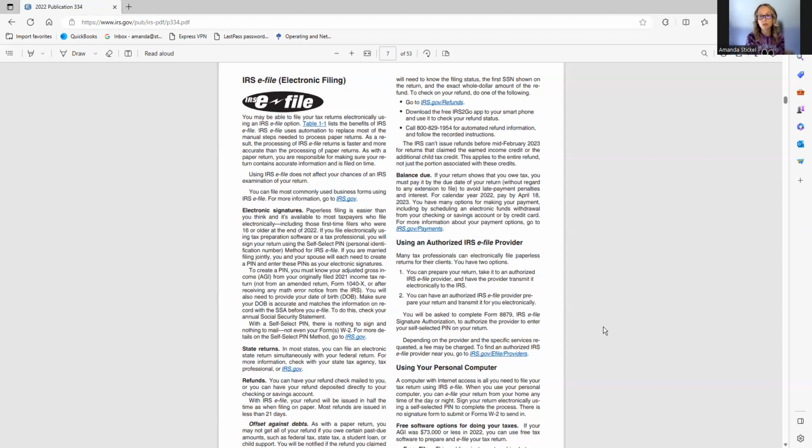Balance due. If your return shows that you owe tax, you must pay it by the due date of your return without regard to any extension to file, to avoid late payment penalties and interest. For calendar year 2022, pay by April 18th, 2023. You have many options for making your payment, including by scheduling an electronic funds withdrawal from your checking or savings account or by credit card. For more information about your payment options, go to irs.gov/payments.